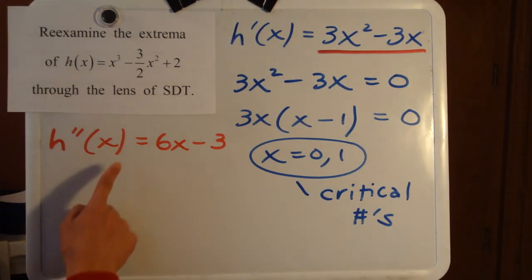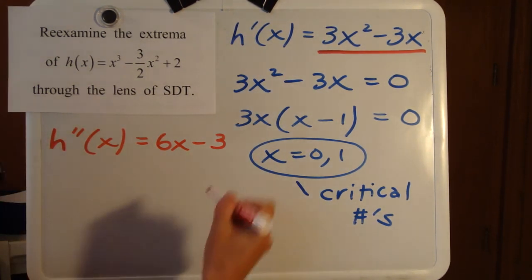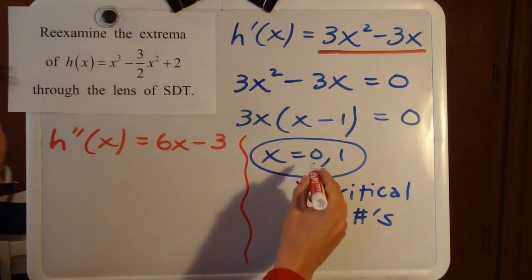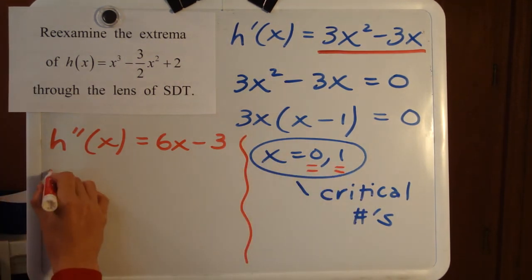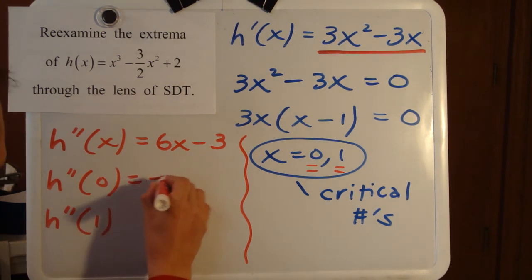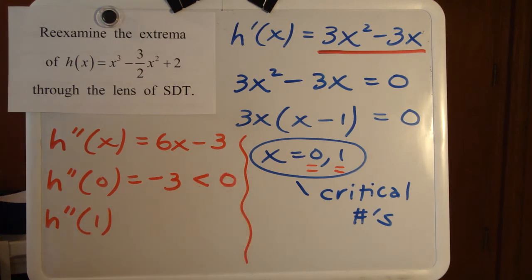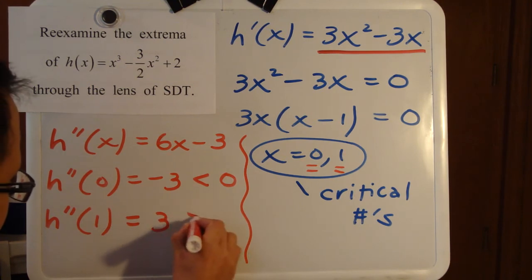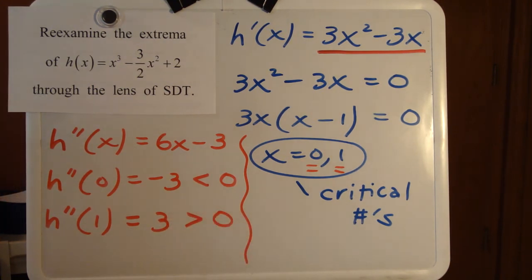So here we go. We're using h double prime and treating it as a function. And so we're going to plug both of these numbers in, 0 and 1. So we're going to put in 0 and then also 1. If you put 0 into this function, you get a negative 3, and that is a negative number. And if you put 1 in here, you get 6 minus 3. So that's positive 3, and that's positive. Okay, so this information gives us everything we need about classifying these critical numbers, right? Which one's a min and which one's a max.